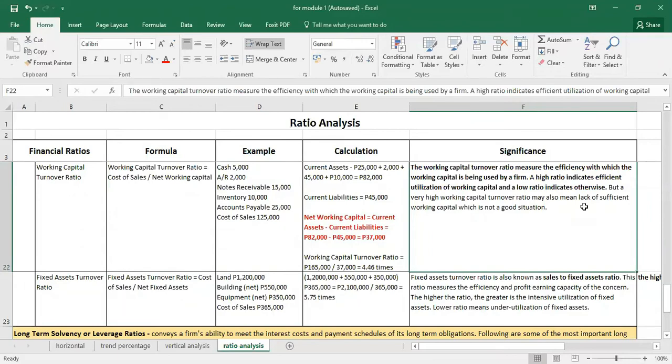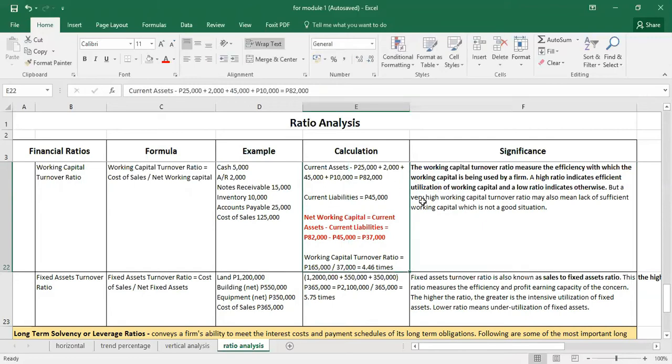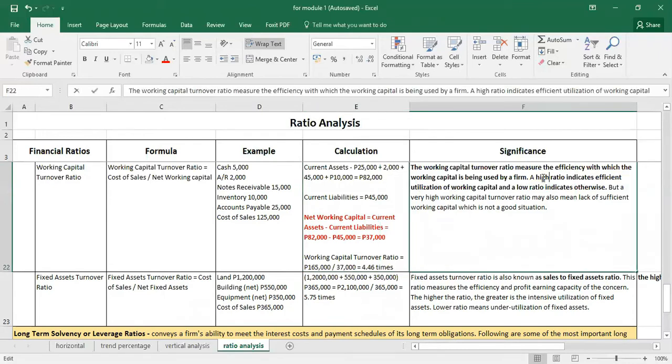So, ano ang significance ng ating net working capital? Net working capital turnover or the working capital turnover ratio measures the efficiency with which the working capital, itong working capital natin, yung ginagamit natin for our day-to-day operation, is being used by a firm. A high ratio indicates efficient utilization of working capital. So, mataas na ratio, ibig sabihin lang maganda, efficient yung paggamit natin ng working capital, and a low ratio indicates otherwise. So, kabaliktaran. But a very high working capital turnover ratio may also mean lack of sufficient working capital, which is not a good situation.